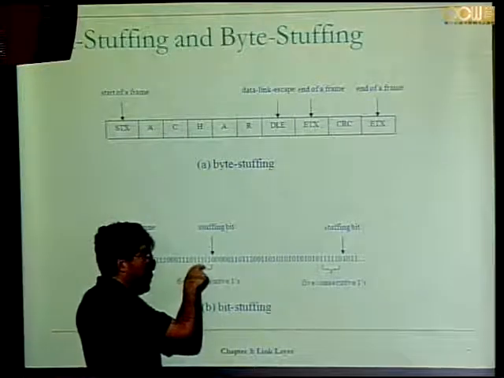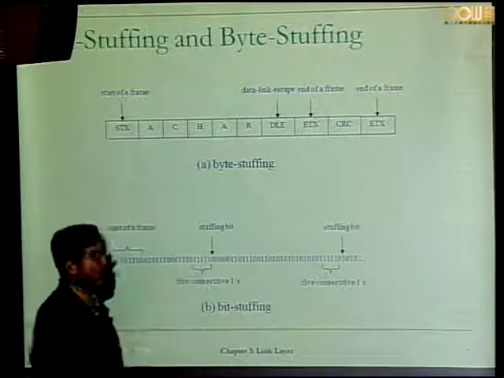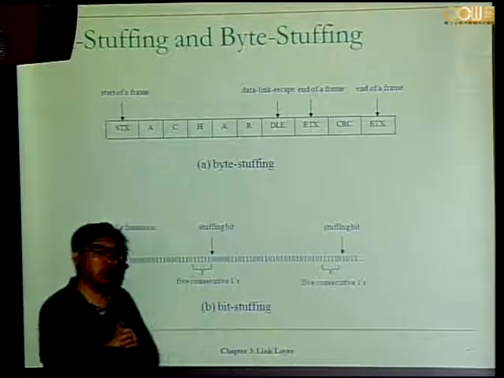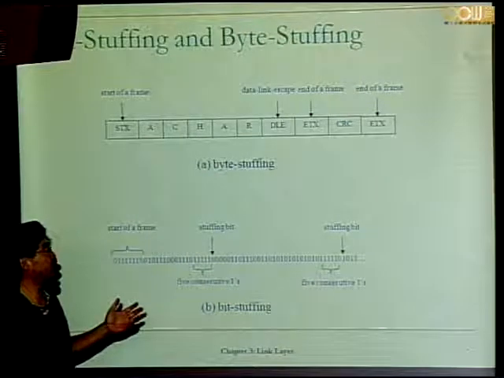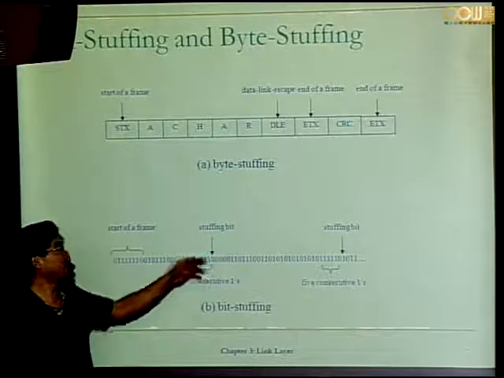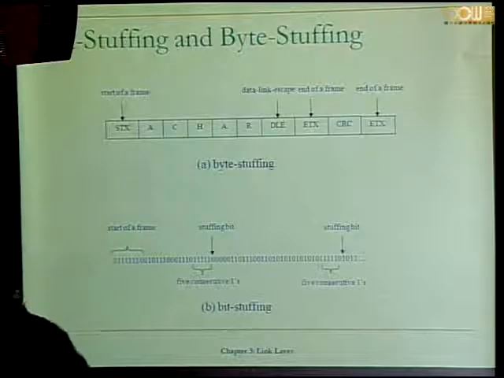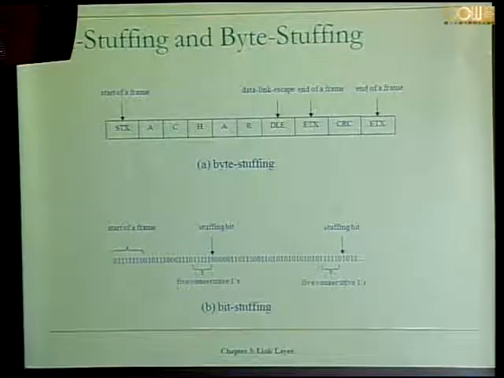This case has only 5 consecutive ones, but this case has 6 consecutive ones. But for either case, I stuff a 0 after 5 consecutive ones, and then transmit. At the receiver, if the receiver sees 5 consecutive ones and the next bit is 1, so you got 6 ones, then it means it's the end of the frame. The receiver will know that it's the end of the frame.